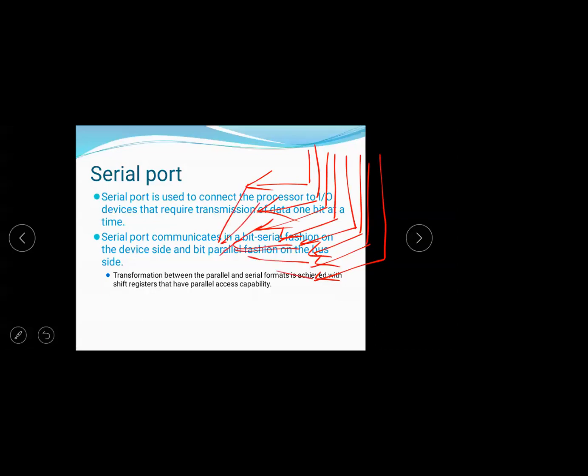Through a single line, it is called serial transmission. 8 lines are there through which 8 bits are transmitted at a time. 0, 1, 1, 1, 1, 1, 0, 0. 8 bits are transmitted at a time. This is called parallel transmission. This is called serial transmission.